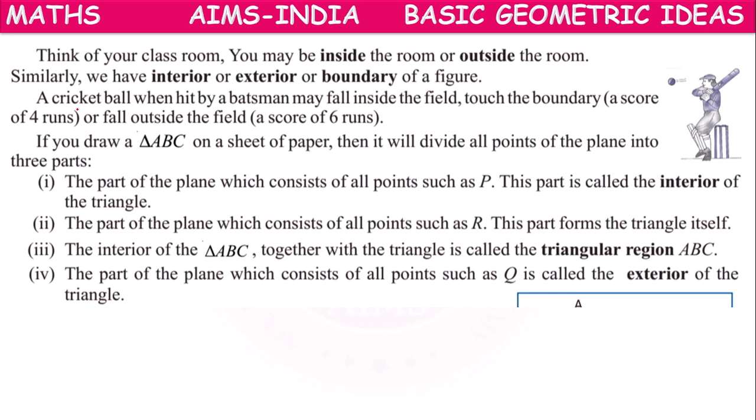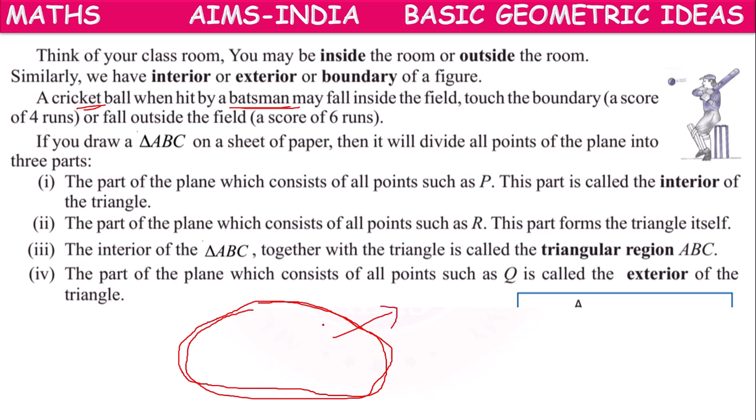Suppose a cricket ball is hit by a batsman, and here this is the rope, the boundary rope. What does it mean? If the ball touches the boundary, then it will be declared as 4. If it is inside the boundary, it is not declared as 4. When a batsman hits the ball, if it touches the boundary on a direct hit, it is 4. If it falls directly outside the boundary, it will be declared as 6.